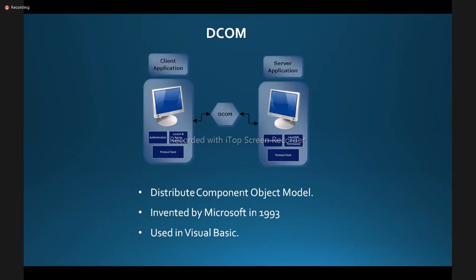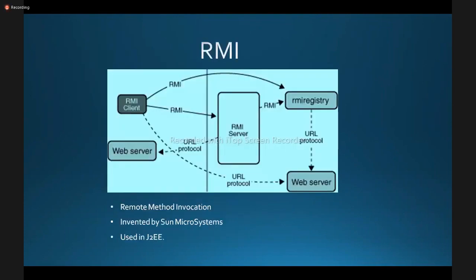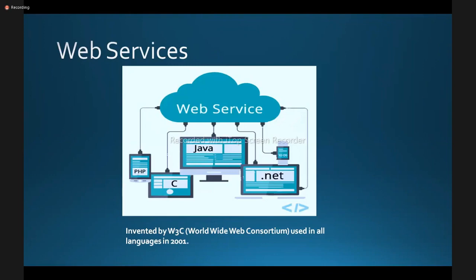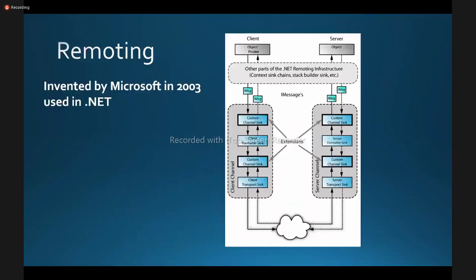It is invented by Microsoft, used in languages like Visual Basic. We have RMI, Remote Method Invocation, invented by Sun Microsystems, used in J2EE. We have EJB, Enterprise Java Beans, used in Java. And we have web services, known to all technologies. PHP, Java, .NET, everyone can use web services, invented by W3C. And remoting is related to .NET, Microsoft. These are distributed computing architectures.